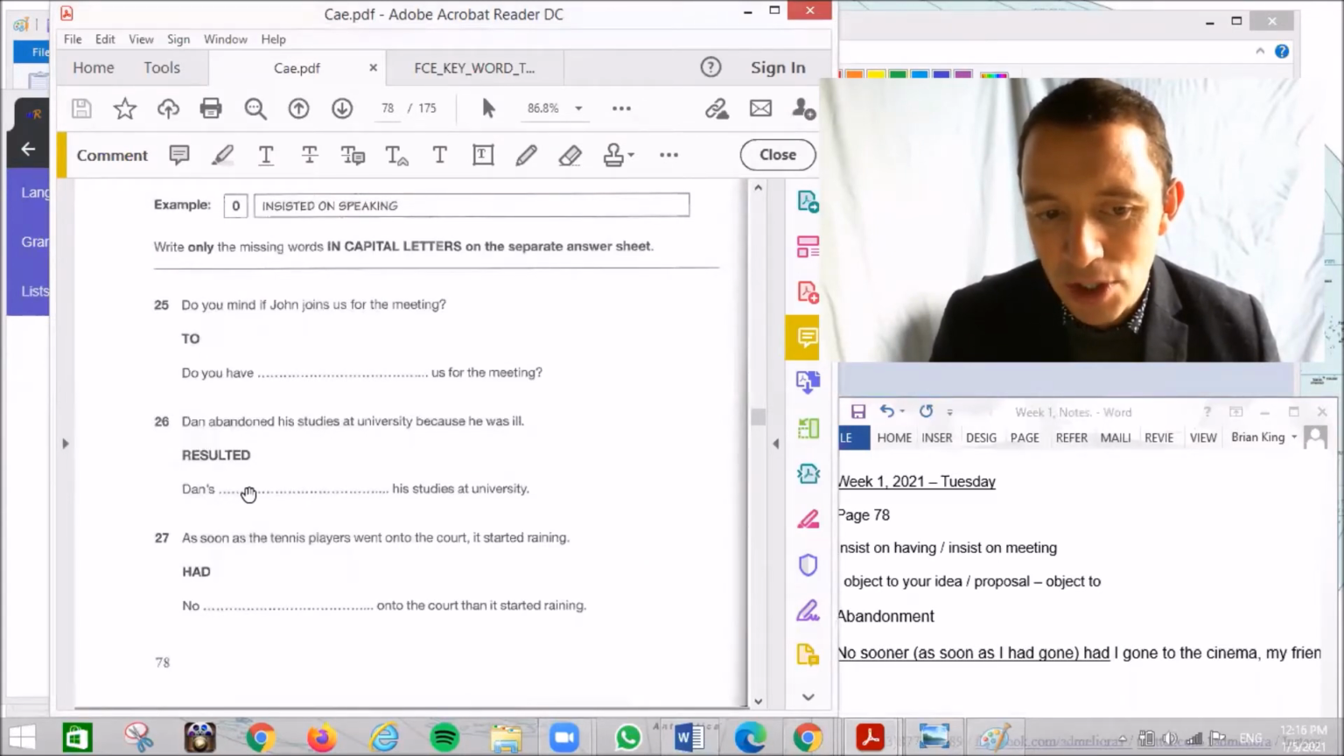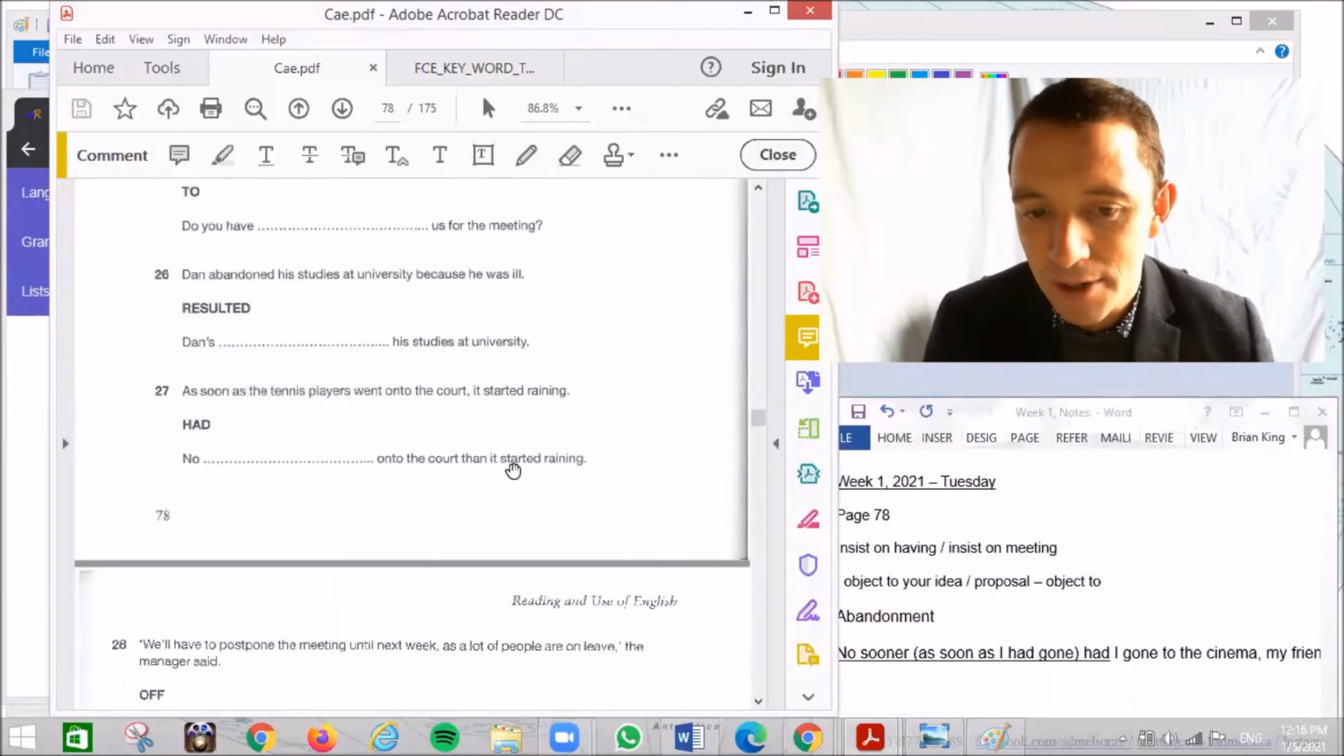Dan's illness resulted in the abandonment of his studies at university. And 27, as soon as the tennis players went onto the court, it started raining. No sooner had the tennis players gone onto the court than it started raining.